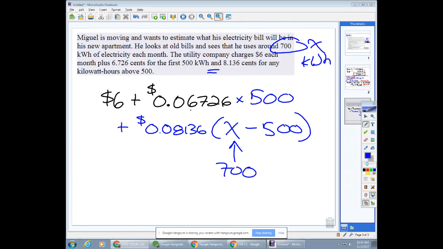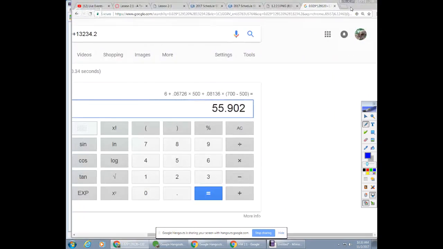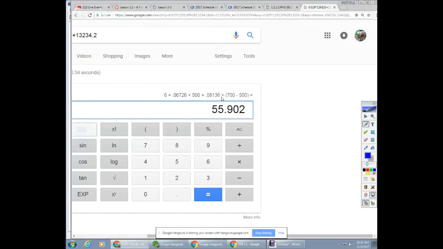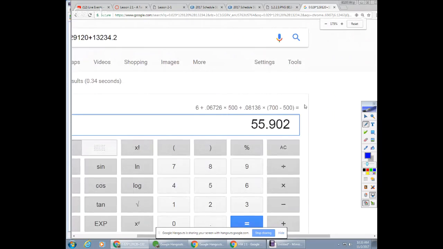Okay. So I'm going to take 6 plus 0.06726 times 500 plus 0.08136 times parentheses 700 minus 500 equals. I'm getting he pays about $55.92 when I type that in exactly as I had it written there. Or sorry, $55.90, really, that 0.2 of a cent is not going to amount to anything.